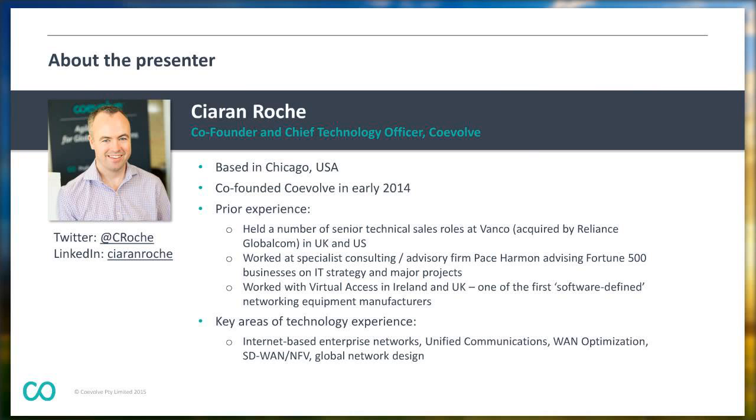To start, to provide a little bit of background about myself, my name is Kieran Roach. As I said, I'm one of the co-founders of the co-evolve business. I'm based in Chicago in the US. We've been with the co-evolve business for about a year now, and we'll give some more background about co-evolve in a moment. Prior to co-evolve, the majority of my experience is in a variety of technical roles with a mix of network service providers. I spent some time as well with an IT strategy and consulting firm. And prior to that, I worked with a software-defined networking and software vendor based out of Ireland and the UK.